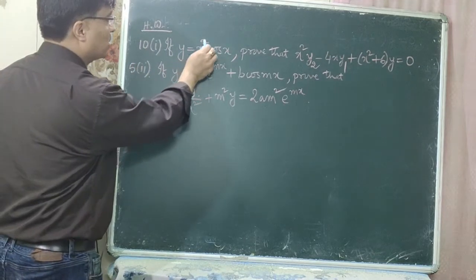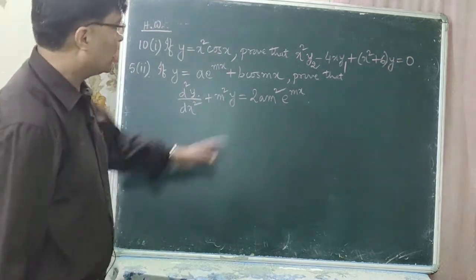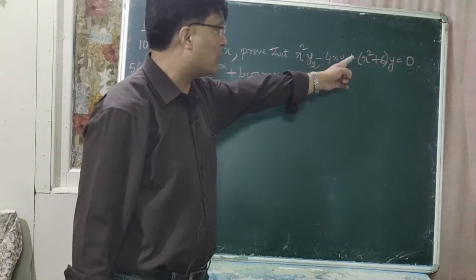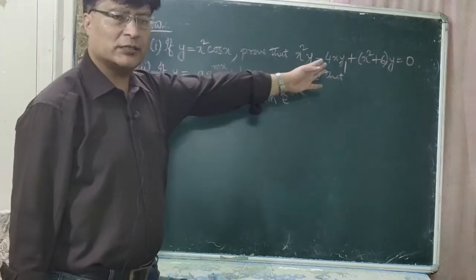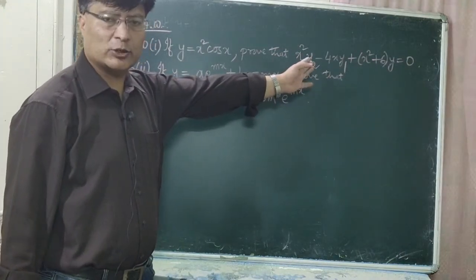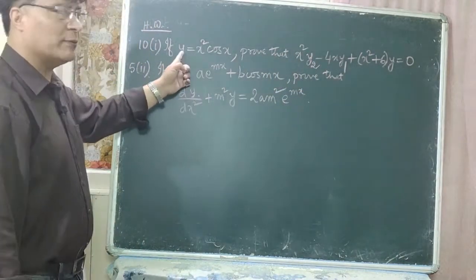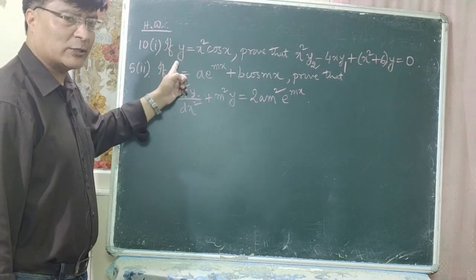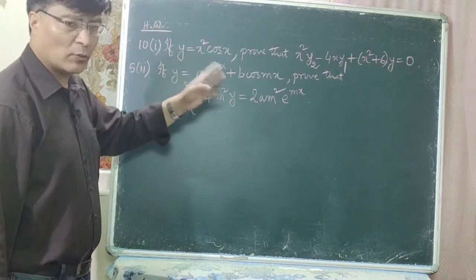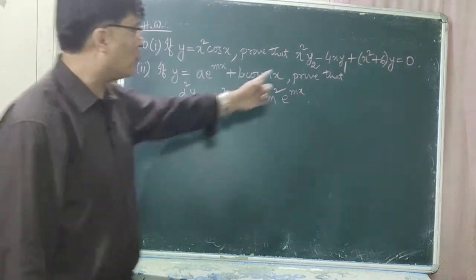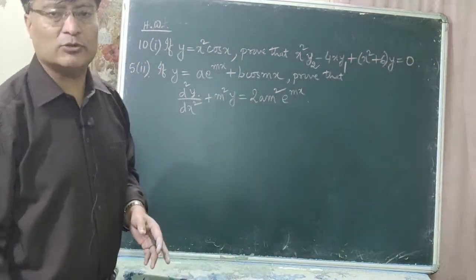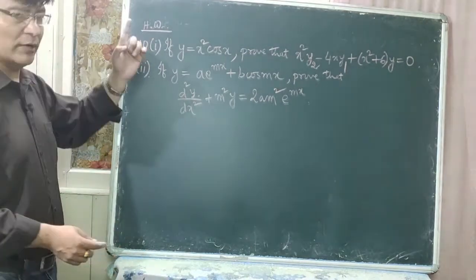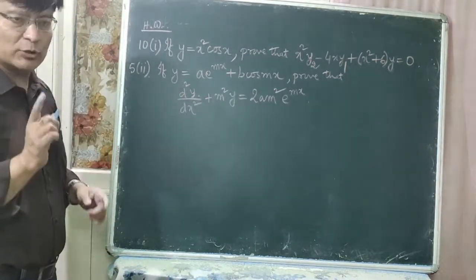If y is equal to x square cos x, prove that x square y2 minus 4x y1 plus x square plus 6 into y is equal to 0. So y1 means dy by dx, y2 means d2y by dx square. First of all, you find out dy by dx from here, then get d2y by dx square in order to get y2 and y1, and put those values of y2, y1 and y on the left hand side and prove that left hand side is equal to 0. So you can do it. This is your homework. Now let's do question number 5 number 2 out here.